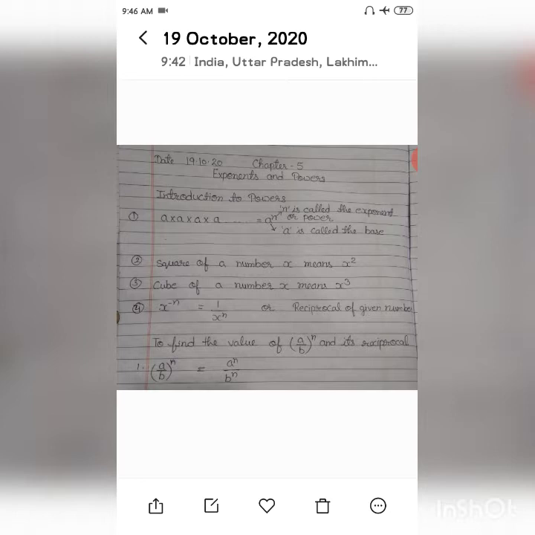Next is to find the value of a upon b power n and its reciprocal. So if we are taking number a upon b power n, we have to take out the value of a and b both. We will write a power n upon b power n.